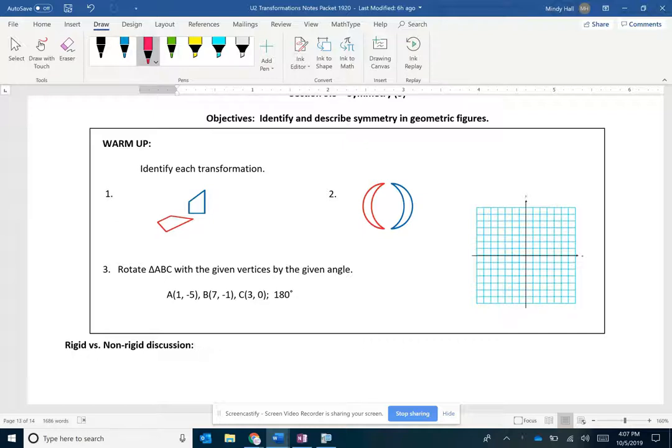Starting with number 1, this one, just identifying the transformation, would be a rotation. Now, some people were arguing that the red shape does not look exactly like the blue shape, and you can make that argument. That's fine, but I'm going to make the argument that it still looks like a rotation. So then for number 2, this one would be a reflection because it just mirrors itself.